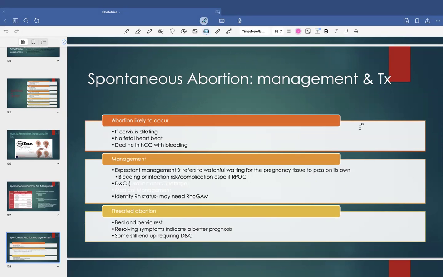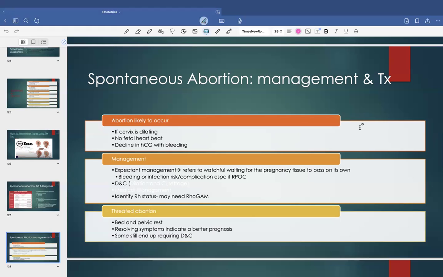Management, expected management. This allows the spontaneous passage of products of conception or expulsion of fetal tissue from the uterus and avoids the risk of surgery. This is usually limited to gestations within the first trimester. The risks and side effects include unpredictable timing until the abortion is complete, with the possibility of significant pain and bleeding. These patients may require emergent D&C. So that is only something you would do in the early pregnancy, that watchful waiting.